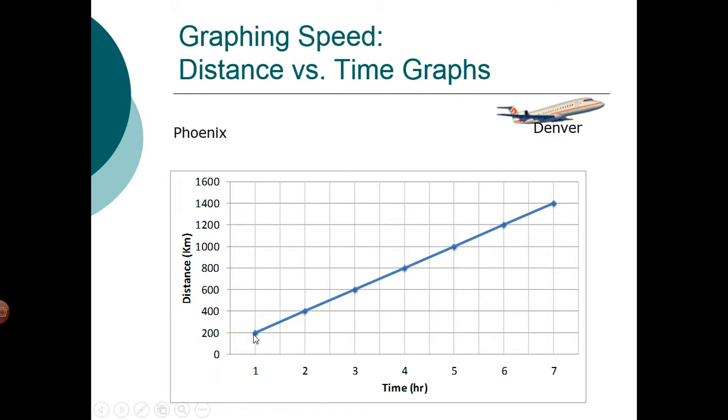After 1 hour, the plane has gone 200 kilometers. After 4 hours, the plane has gone 800 kilometers. And after 7 hours, the plane has gone 1,400 kilometers. You can use this graph to figure out its speed. And since the graph is a straight line, we can assume that the speed of the plane was constant the entire time.